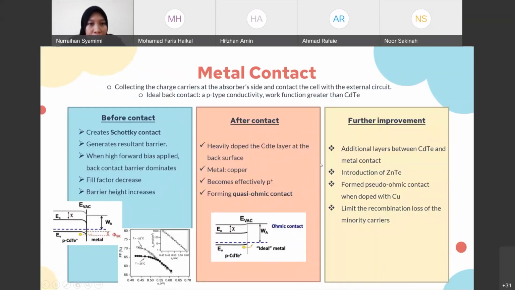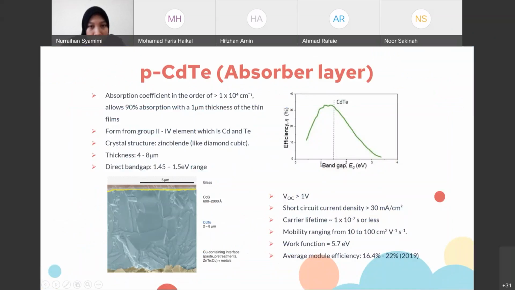P-type cadmium telluride is the most important part of the device with an absorption coefficient of greater than 1 times 10^4 per centimeter, allowing 90% absorption with 1 micrometer thickness of the thin films. Cadmium telluride is formed from group 2 and 6 elements, which are cadmium and tellurium respectively. It also has a zinc blende structure, which is very much like diamond cubic.